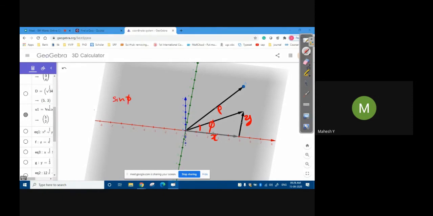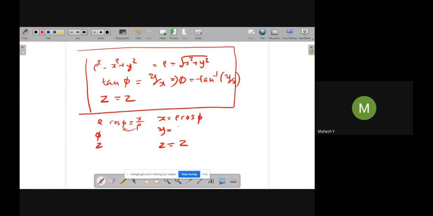Sin phi. Sin phi is y by rho, or y is equal to rho sin phi. So we got that relation also. X is rho cos phi, y is equal to rho sin phi.